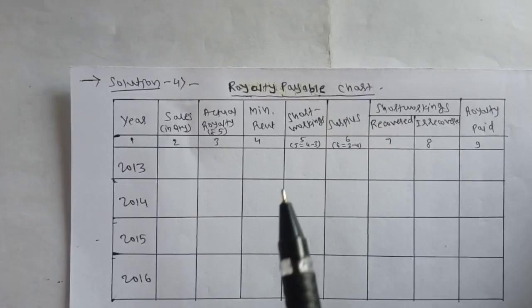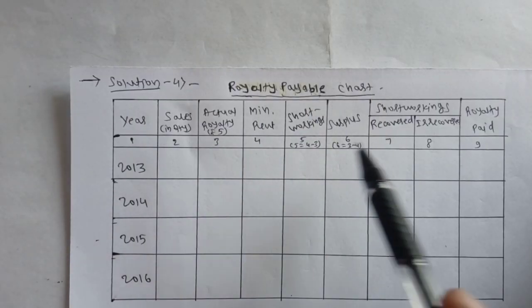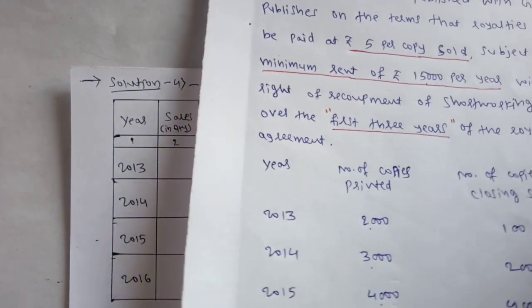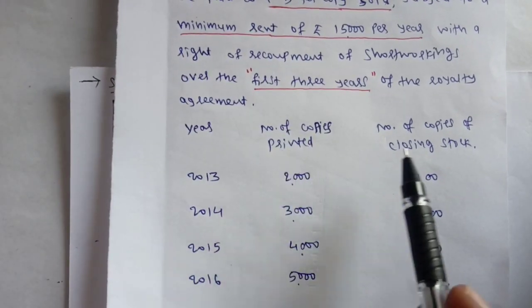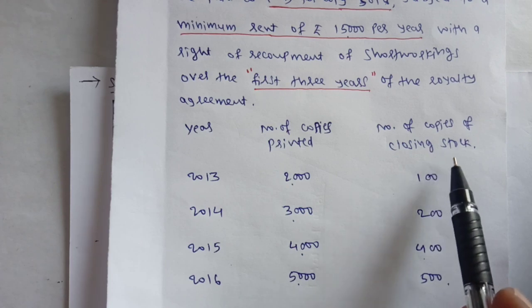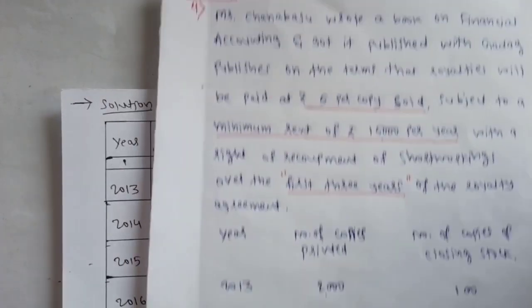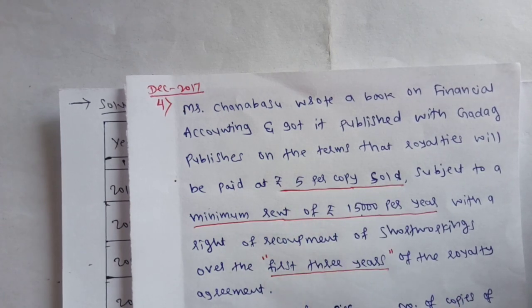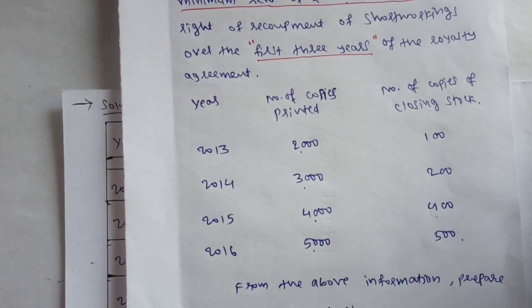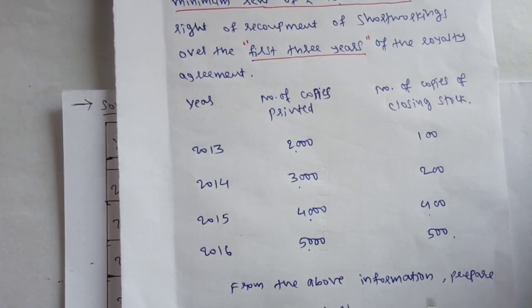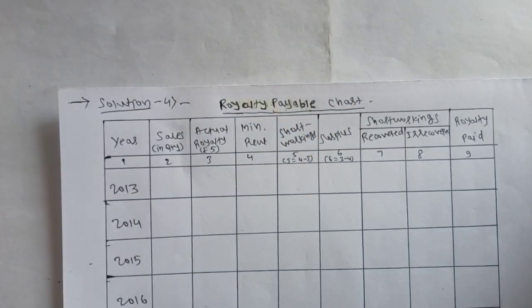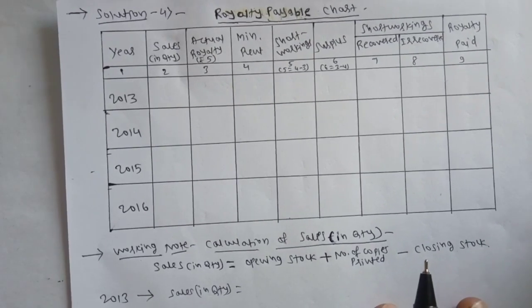So let's begin. This is royalty payable chart which we have discussed in our earlier problems. Now here one slight change is there, because in this problem they have given number of copies printed and number of copies of closing stock, and royalty is based on copy sold, rupees 5 per copy sold. So here in the problem they have not mentioned number of copies sold. So here we have to ascertain that number of copies sold with the help of one working note.